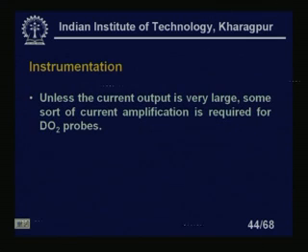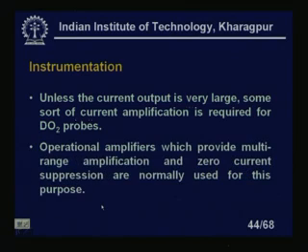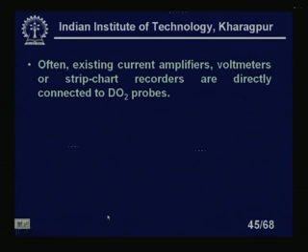Instrumentation, let us look at. Unless the current output is very large, some sort of current amplification is required for DO2 probes. We know various types of current amplification. Signal conditioning has improved a lot, so that is not a problem. Operational amplifiers which provide multi-range amplification and zero current suppression are normally used for this purpose. Often existing current amplifiers, voltmeters or strip chart recorders are directly connected to DO2 probes.